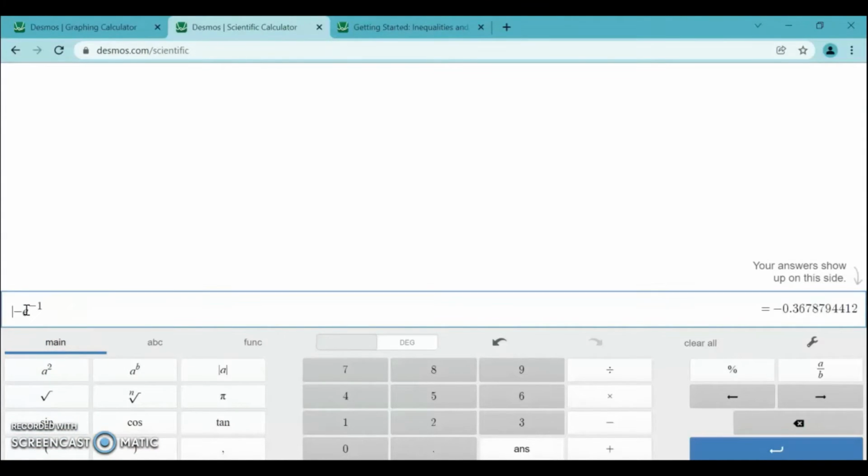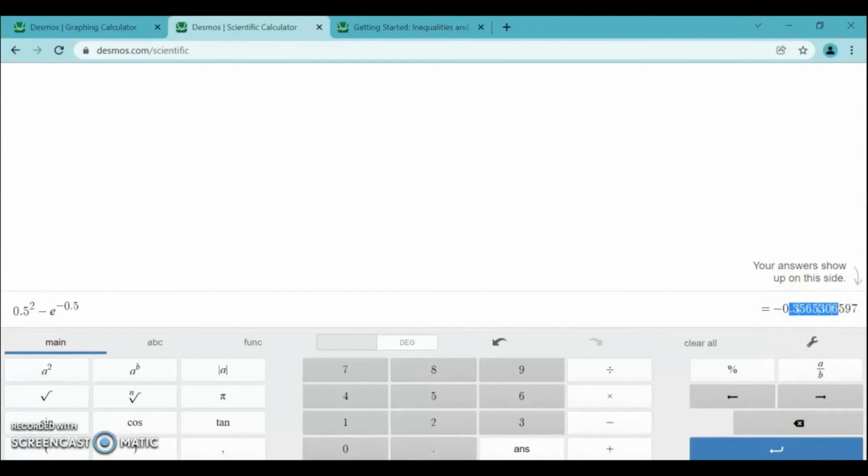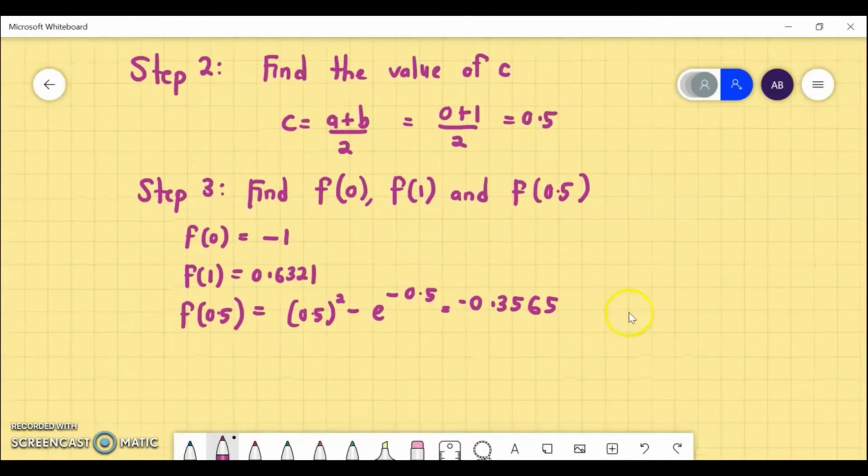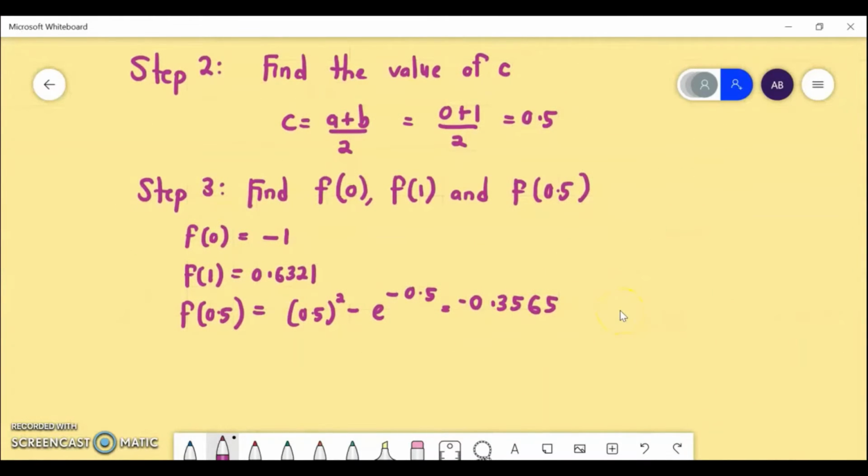Okay, let's check this. 0.5 squared minus e to the power negative 0.5. Remember, to do squared, you just use shift and the upper triangular. Okay, this is what you get, negative 0.3565. I'm taking 4 decimal places here. Okay, that's good. I have obtained f(a), f(b), and f(c) here.